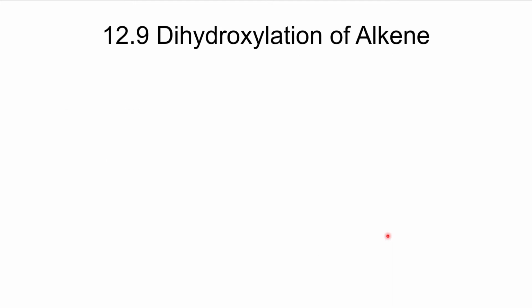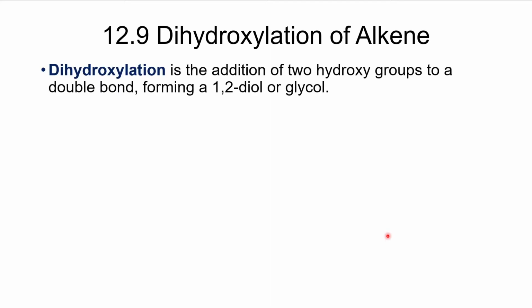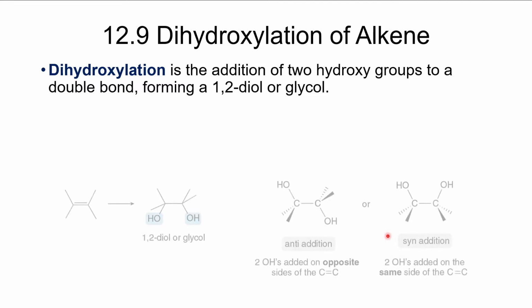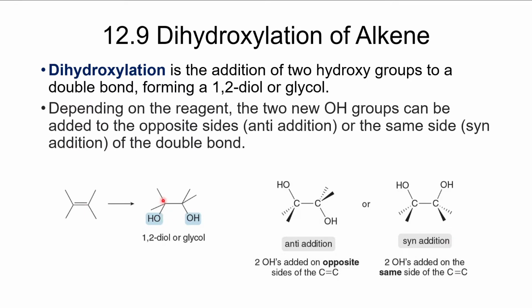Okay, so now that we know how to make epoxides, we want to look at how to get dihydroxyl groups, how to add two OHs across a carbon-carbon double bond. So dihydroxylation is the addition of two hydroxy groups to a double bond, and it forms a 1,2-diol, or as we like to call it, a glycol. So this is the process. Here we've got an alkene, and we can add the 1,2-diol.